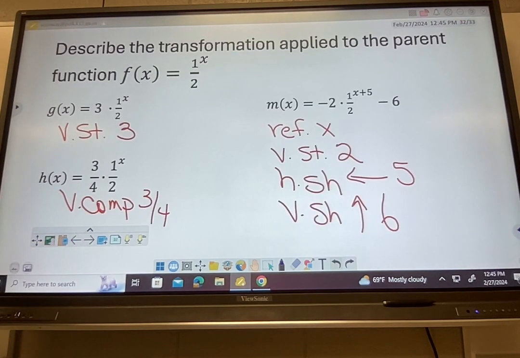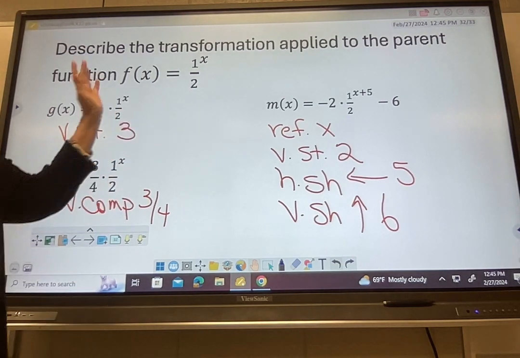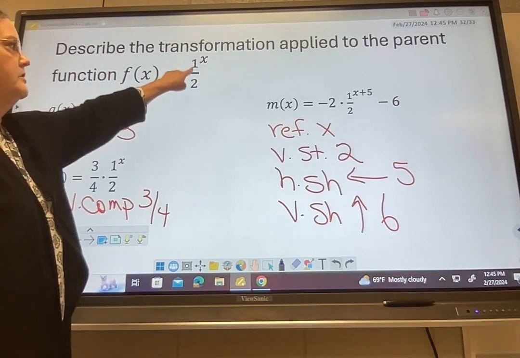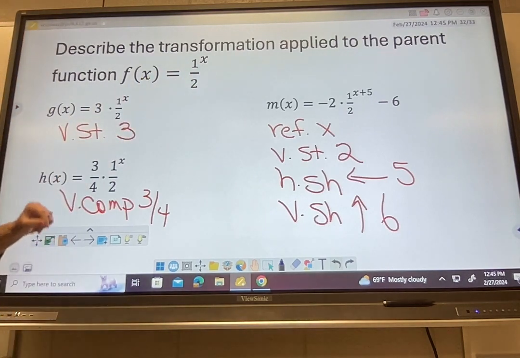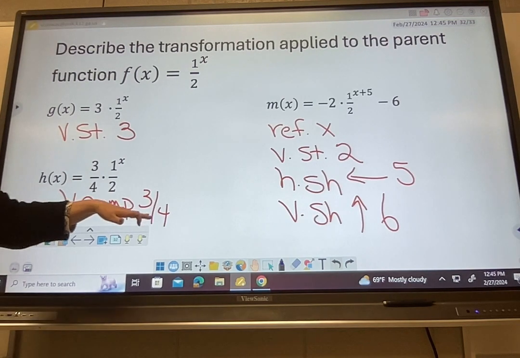Now, let's practice writing our transformations when we apply it to a different parent. This time I chose my parent to be 1/2 to the x power. All right, now let's describe this. See the 3 in the front? That's a vertical stretch of 3. This 3/4 is smaller than 1, so this is a vertical compression of 3/4.